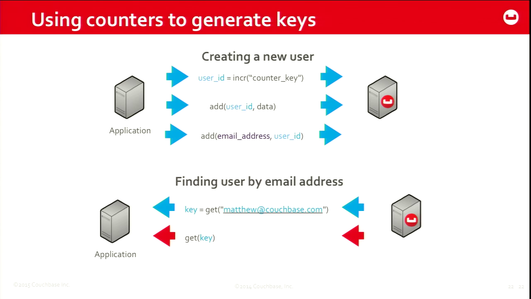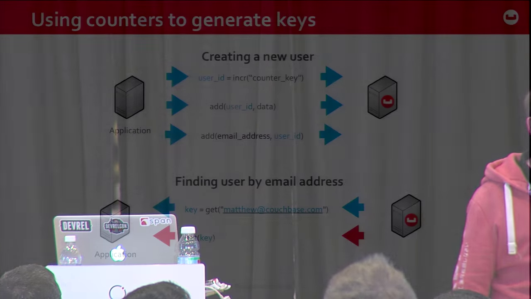And that's fine. Then we have another document, which is keyed by my email address or some other distinguishing bit of information that I'm going to provide when I log in. The contents of that email address keyed document is simply the key provided by the counter. So if we do a get on matthew@couchbase.com, it'll return 1001. Then we can do a get on 1001, and we got my user profile. So we've now added a level of indirection.